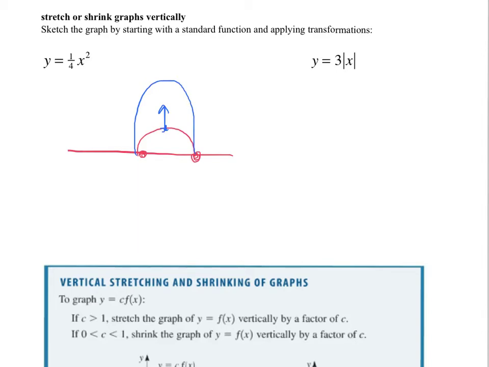Now, if instead of pulling on it, you push down on it like that, then what's going to happen is the graph is going to end up being like that. It's going to be flattened out. So the way to know which one's happening is to look at what number you're actually multiplying by. If you're multiplying by a constant that's greater than 1, then it's going to be a vertical stretch. If you're multiplying by a constant that's between 0 and 1, then it's going to be a vertical shrink.